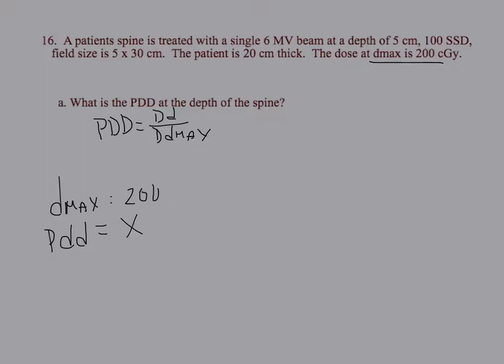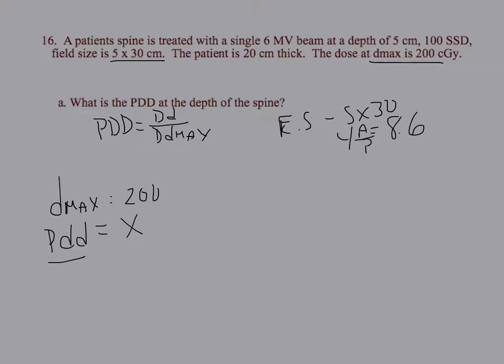The first thing I need to do is get an equivalent square, because I have a 5 by 30 field here. If I want to look up percentage depth dose, I have a rectangle field. So the first thing I need to do is find the equivalent square of the 5 by 30. So using Sterling's formula, I come up with 8.6.